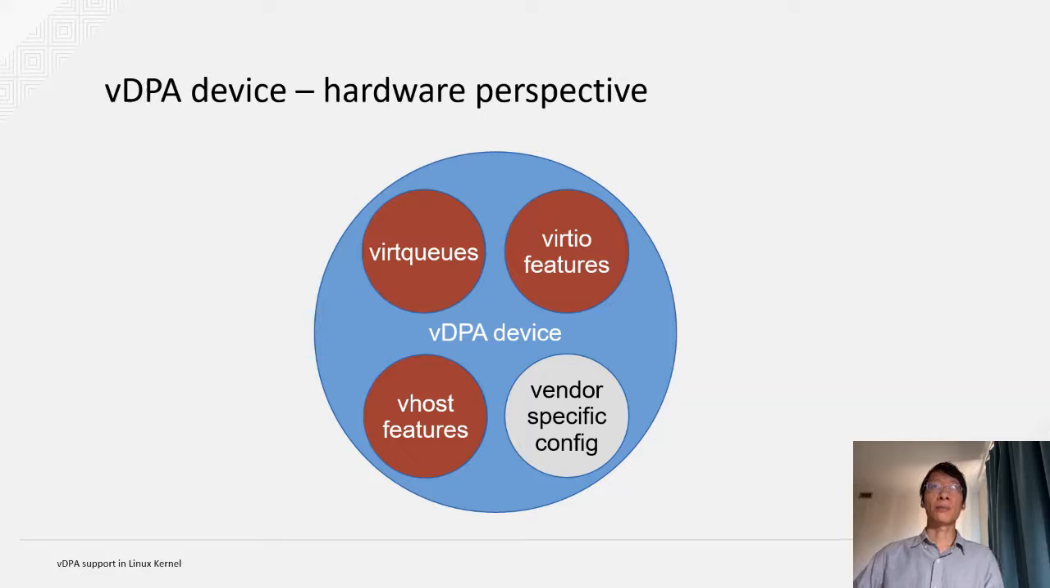So from a hardware perspective, a VDPA device is a functional superset of the virtio device. It contains the virtio features, vhost features, and a vendor-specific config method, which is functionally equivalent to the virtio config access. And beyond that, it is allowed to add vendor-specific features on top.